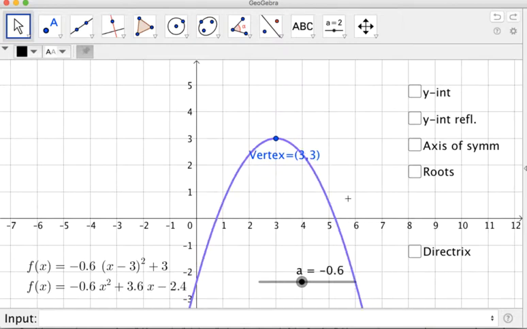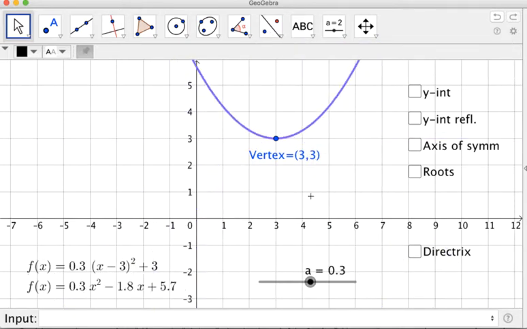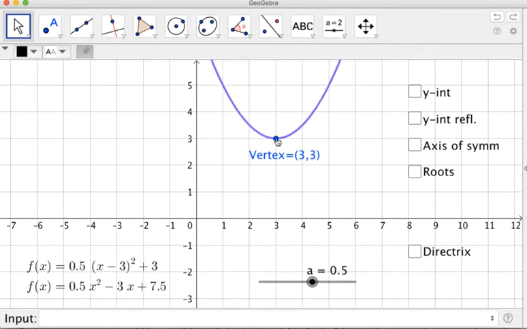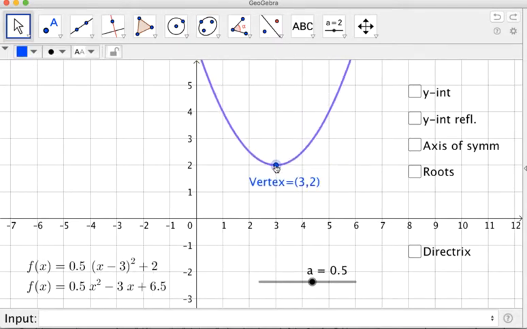Okay, so a will determine a couple things. It will determine whether the parabola opens up or down. Negative value of a means it opens down. Positive value of a means it opens up. It'll also determine the shape of our parabola, but it will not have any impact on the vertex, and that has only to do with where we move this thing.